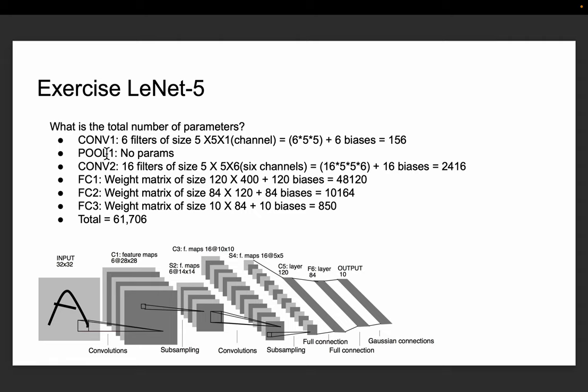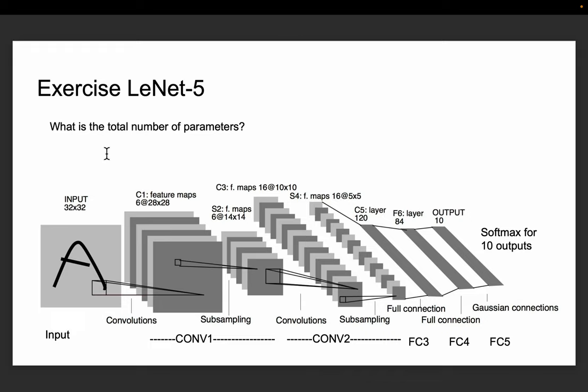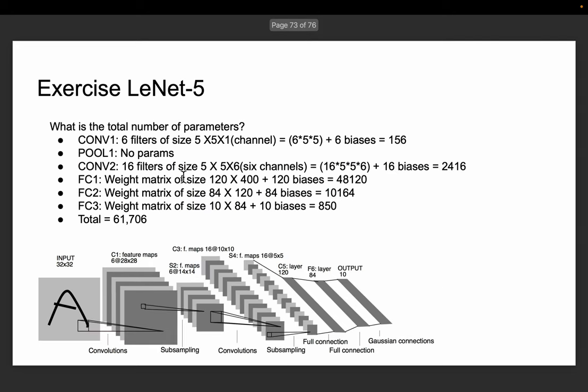Pool 1, no parameters. Now, for conv2, can you tell me the number of parameters? This should now be simple, given the previous exercise. You have how many filters in the second conv layer? 16 filters. Each filter is of size 5x5 or something else? 5x5x6. What is that number? 25 into 6 is 150. And how many biases? The number of biases is equal to the number of filters. So therefore, 16 filters of size 5x5x6 plus 16 biases. So 16 into 5 into 5 into 6 plus 16 biases, 2416.